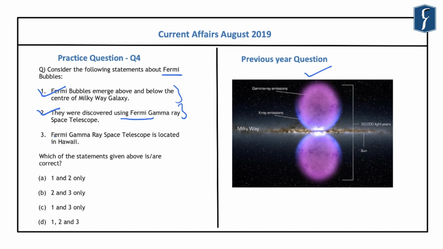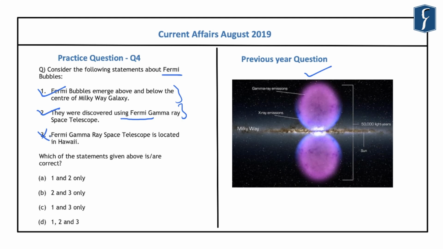And it circles Earth in an orbit which is at an altitude of 535 kilometers above the surface. So this means that this telescope is not located on the surface of the Earth, and hence this third statement becomes incorrect. Now this Fermi Gamma Ray Space Telescope started operating in June 2008.